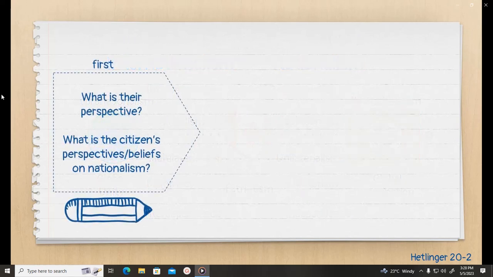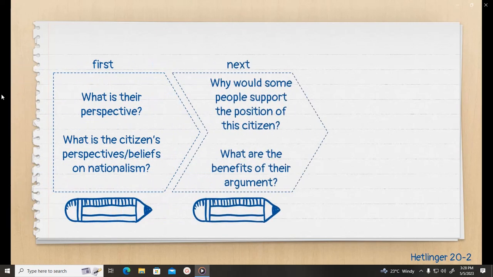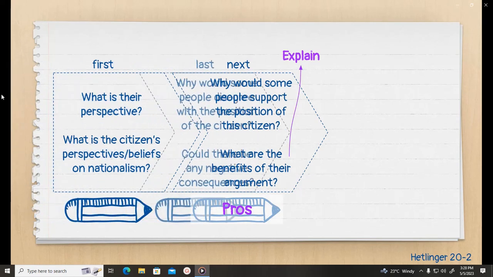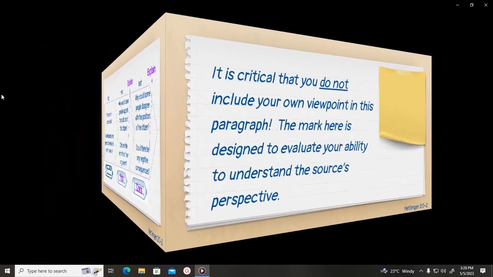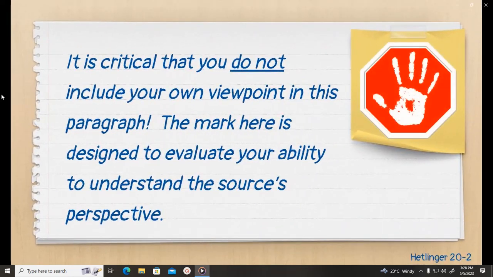Once you've examined their perspectives and explained why the term you've chosen associates with their perspectives, you need to look at the pros now. You're looking at why some people would support the position and what the benefits of their argument are. Then you're going to examine the cons. You're going to talk about why some people would disagree and what the negative consequences are. Again, it's critical here that you're evaluating the source's perspective only. Do not put your own opinion in.